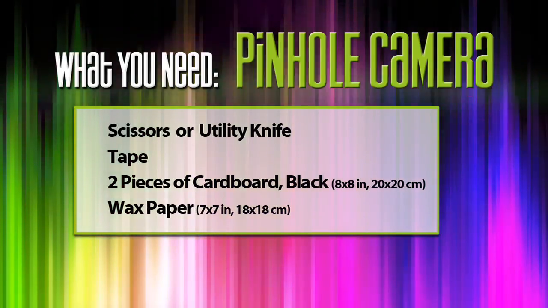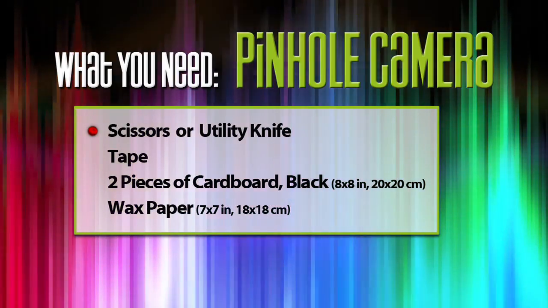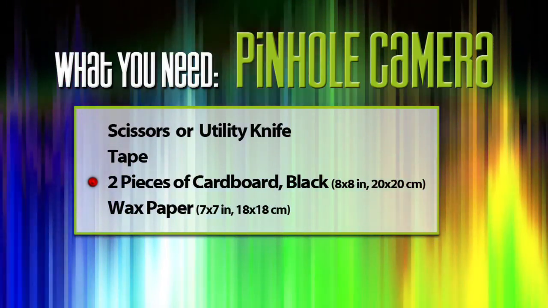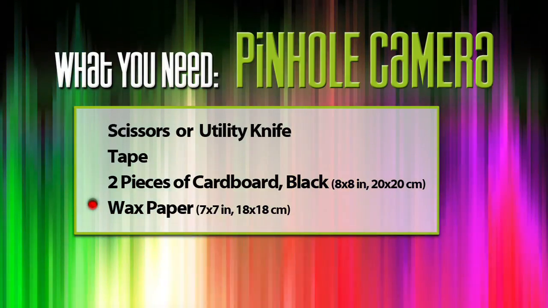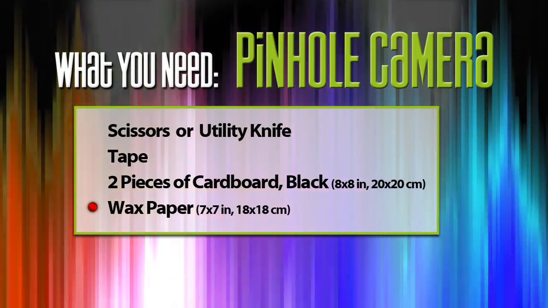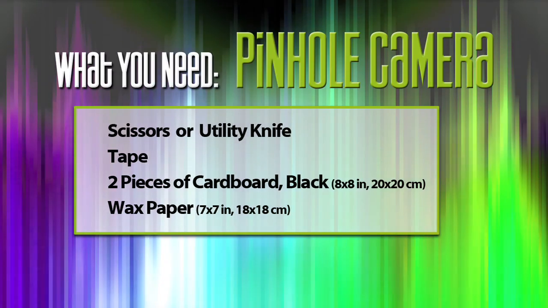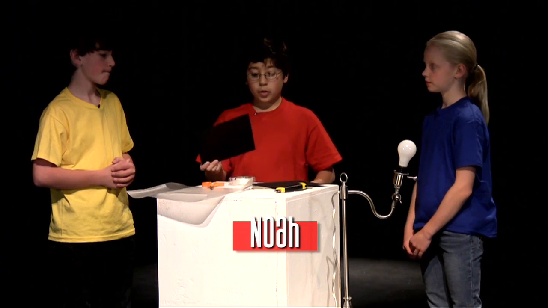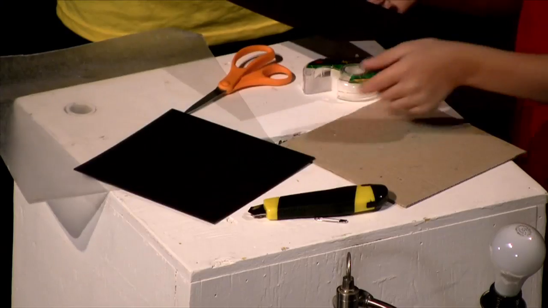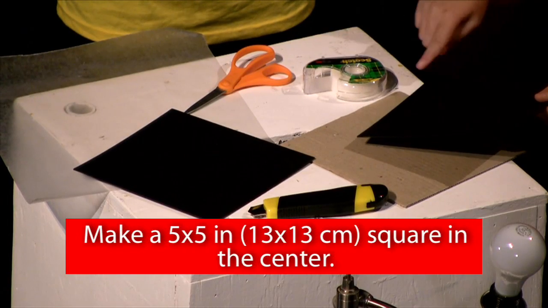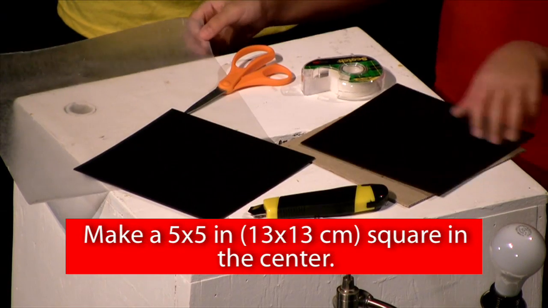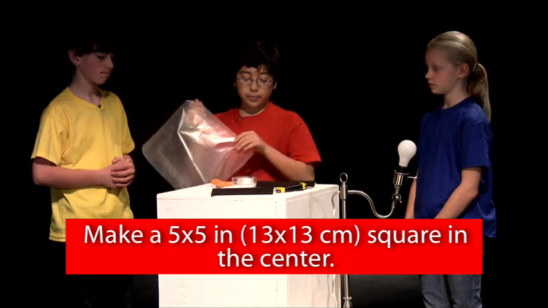To see light travel in a straight line, you'll need scissors or an X-Acto knife, tape, 2 dark pieces of cardboard paper, and 1 piece of wax paper. Next, you put it all together. On this black piece of cardboard, we are going to make a 5.5-inch hole in the middle, which is going to make a screen for our wax paper.